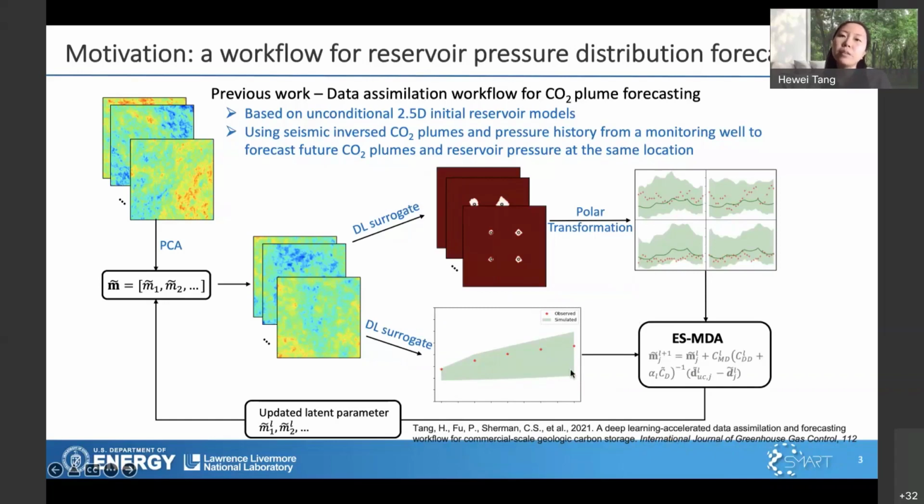And so based upon this work, we want to extend our capability. The first thing, most directly, we want to do is that instead of predicting reservoir pressure at some sparse reservoir locations, we want to build a workflow that will be able to predict the reservoir pressure spatial distribution. And also, since the reservoir pressure is more sensitive to the vertical permeability distribution, we no longer want to use a 2.5D reservoir model, but we want to calibrate a full 3D reservoir model.